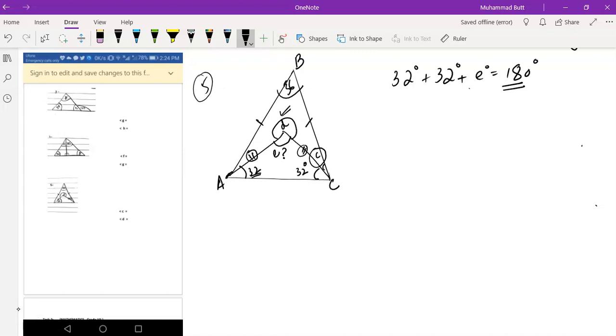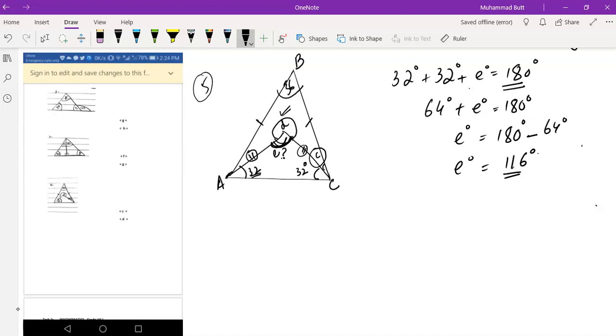So 32 plus 32 is 64, and we can find out that the value of angle E is 180 minus 64, and it is 116. So we have found out the third angle of the small triangle, and angle D is the reflex angle of angle E. You can see that it's making a complete circle over here. Whenever we have to find out the reflex angle, we subtract the angle from 360 degrees.